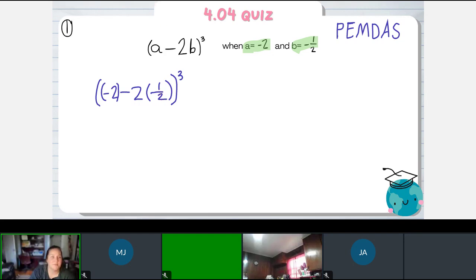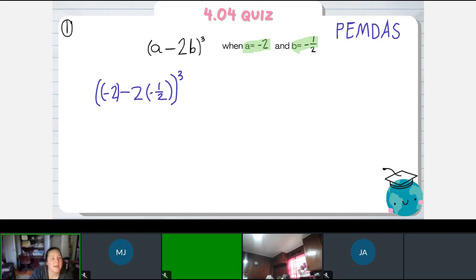And I'm actually going to erase a little bit of that sign so you can tell that it's negative. That's a -1/2 right there. And then all of it is cubed. So order of operations. Parentheses is first. That's what that P stands for. Okay, so we're going to do what's in parentheses first.